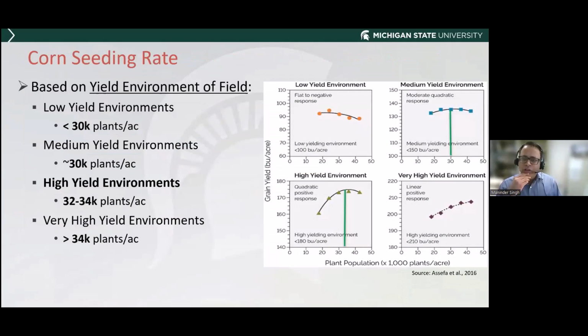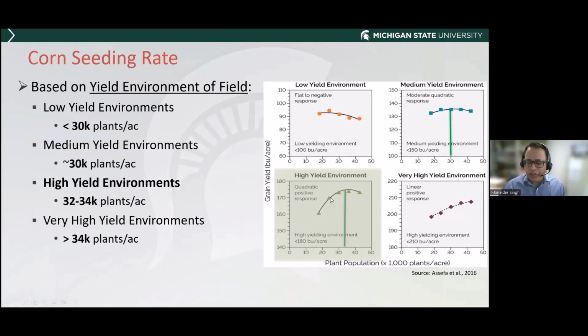In terms of seeding rate in corn, this has been one of the main drivers of our yield increase, right? Over the years, I think we are adding anywhere around 250 plants per acre every year. And the number generally depends on the yield environment of the field. There are other factors, water availability, hybrid genetics, but generally, when I look at the literature, you can see some data over here that based on our yield potential, the response curve I'm showing you changes, right? Generally in Michigan, we are dealing with this high yield environment, anywhere from 150 to 180 bushels, right?